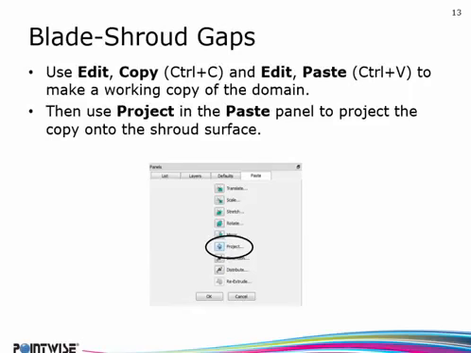So what I want to do is copy the domain that I have. I can just use Control-C on the keyboard and then paste it. That'll put us into the paste panel where we go through and select what we want to do with the copy. In our case, we're going to use a projection to project it onto that shroud surface.